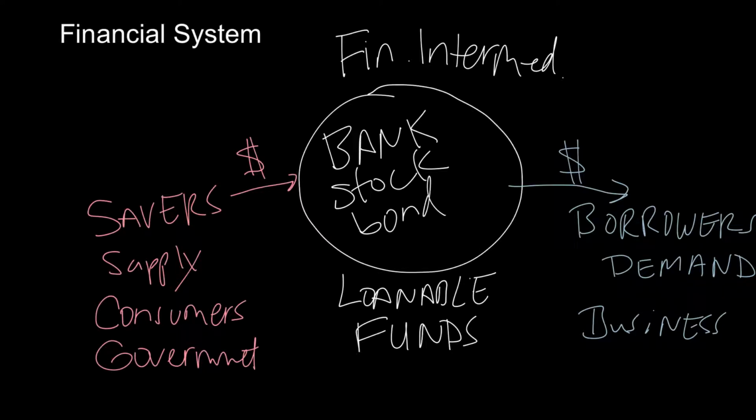So we're going to think about consumers being on the supply side. They earn income, they save some, they consume some. What we're interested in for the loanable funds market is that percentage they're saving. So whatever they're not currently consuming, they put into a bank, a stock, or a bond, and that's supplying loanable funds. Businesses are having to do investment.